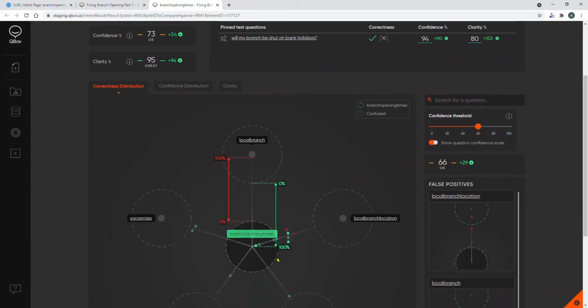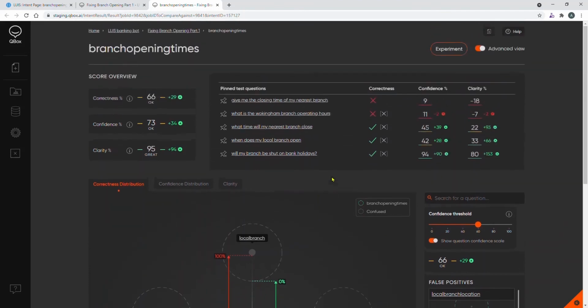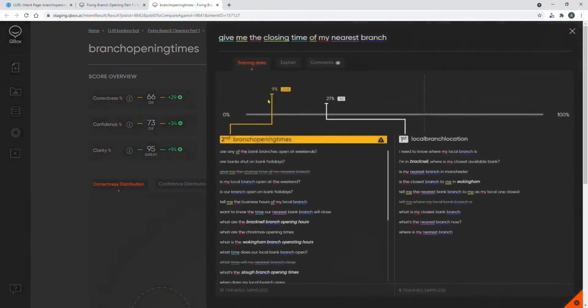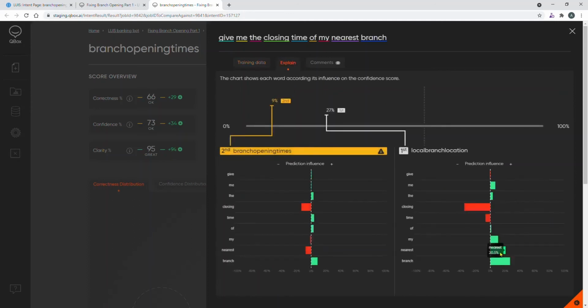So let's go back to my branch opening times and pin these last 2 incorrect utterances. The first one, give me the closing time of my nearest branch. So this is getting confused with the same intent as before, the local branch location, and it's 27% confident, with my correct intent in second place at 9%. From the highlighted words, it looks like the reason is nearest and branch being strongly represented in this incorrect intent. And going on to explain, yep, this confirms this, as we can see by the longer green bars.